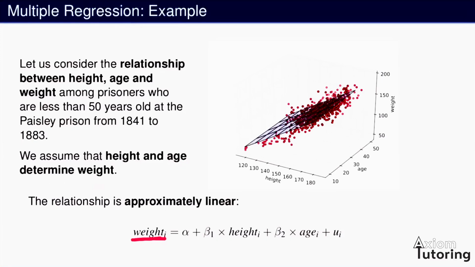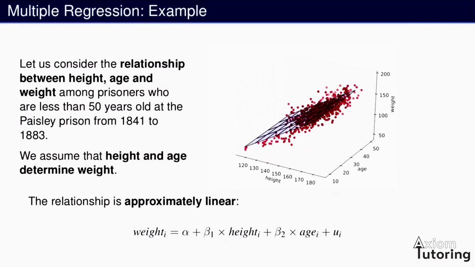So I can write that weight for individual i is equal to alpha plus beta1 times height for individual i plus beta2 times age for individual i plus ui. And here in this graph, what I've done is I've put height on one axis, I've put age on the other one, and weight on the last axis. And so each point corresponds to one individual. And so we can see that, for example, for this individual, the height will be around 140 and probably around an age of 27, something like that.